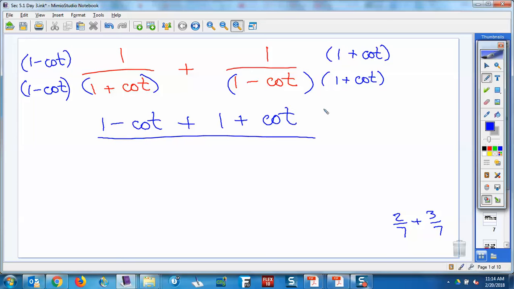Well, let's see. Wait a minute. Yes, we are going to want to multiply those together. Okay, and what do we get? We get 1 minus cotangent squared. Okay, all right. Now, the cotangents cancel, right, like that. And so what do we get? We get 2 over 1 minus cotangent squared.